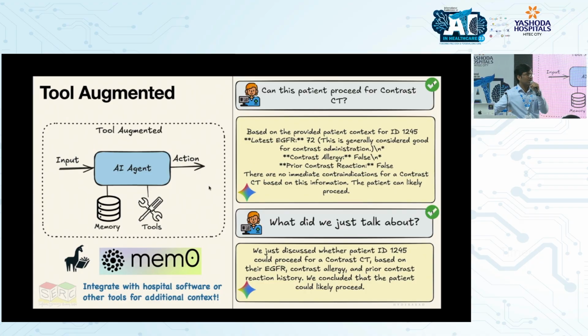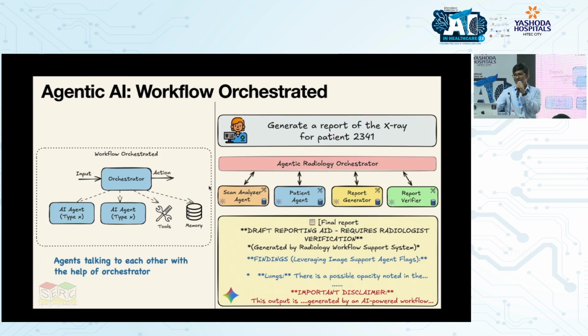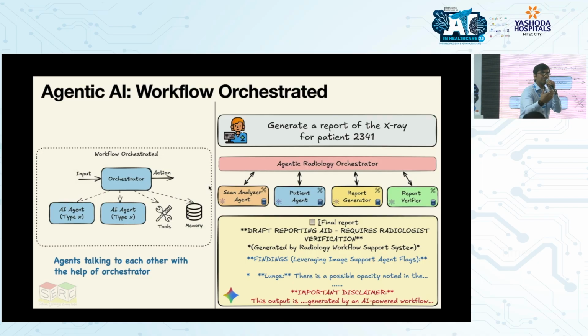So this is all great because I can integrate with my hospital software or other tools for additional context. But I'm still talking about a single agent. I'm not talking about Agentic AI, because the moment I say Agentic AI, it's not just about a single agent. I want multiple agents to collaborate and come out with information, right? So what does that mean? It means I can go one more step further, right?